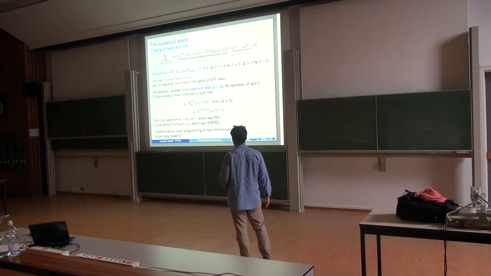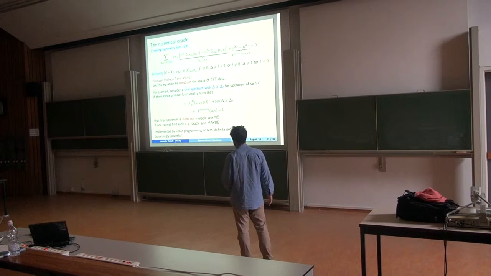And how does the oracle work? Well, the oracle works by looking for a functional chi, a linear function that acts on the space of 2-variable functions. And if I manage to find a linear functional that is non-negative on all these F's that obey the condition of my trial spectrum, and which is normalized to 1 on the identity, then the oracle says no.